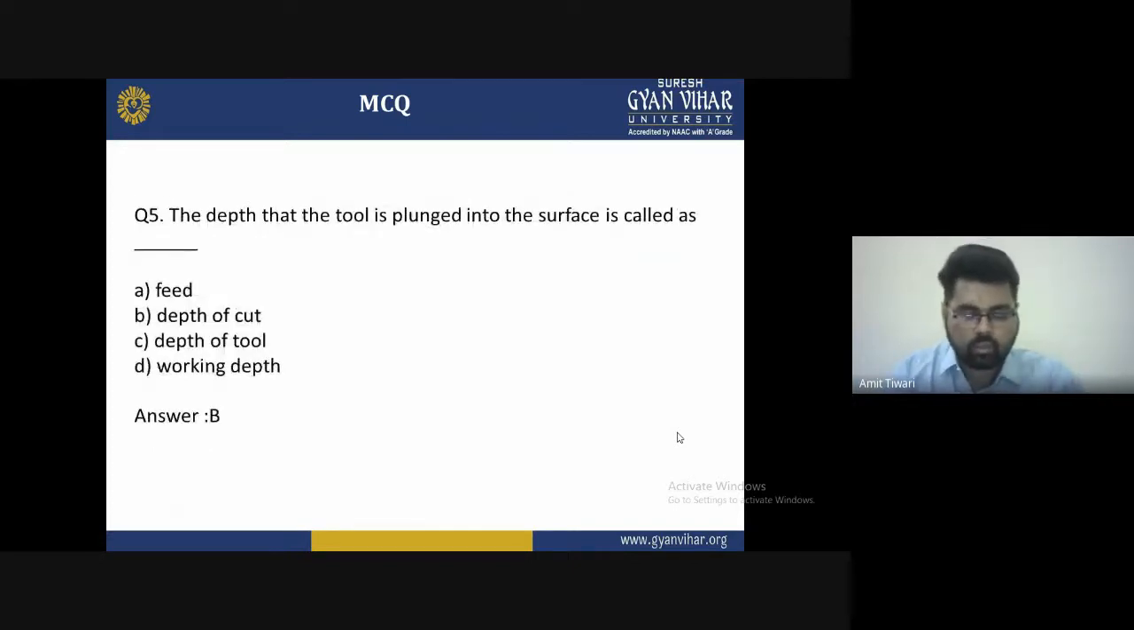Question number 5, the depth that the tool is plunged into the surface is called: first is feed, B, depth of cut, C, depth of tool, and D, working depth. So the correct answer is B, the depth of cut. The depth that the tool is plunged into the surface is called the depth of cut.